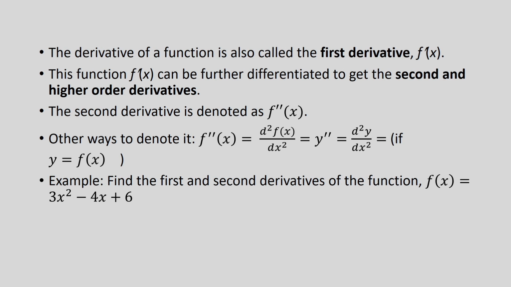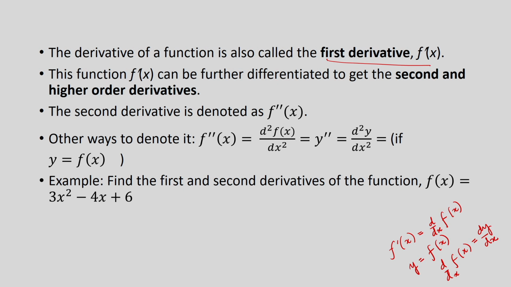The derivative of a function is called the first derivative, or f dash of x, right. This is same as f dash of x is equal to d/dx of f of x, and if you have y is equal to f of x, then you have d/dx of f of x is equal to dy/dx. So, this is called the first derivative, or f dash of x.